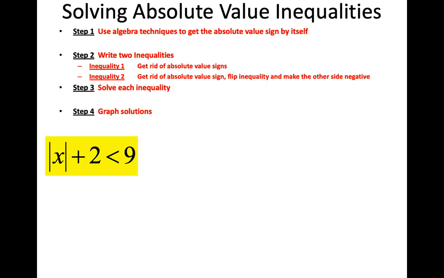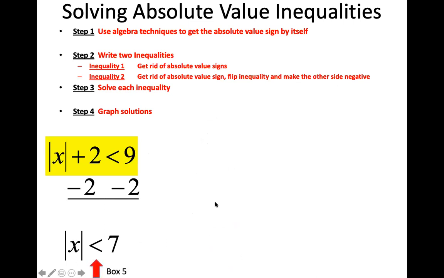Here we go. Here's how it's done. It's the same way as equations, except if we ever multiply or divide by a negative number, we've got to flip the inequality. On this one, all we're going to do is subtract 2 from both sides. We're not multiplying or dividing by a -2. Life is good. Here's where the difference is. When we write the 2 inequalities, the first one that we write is simply it without the absolute value symbol. The second one, we flip the inequality, we make 7 negative. That's how it's done.